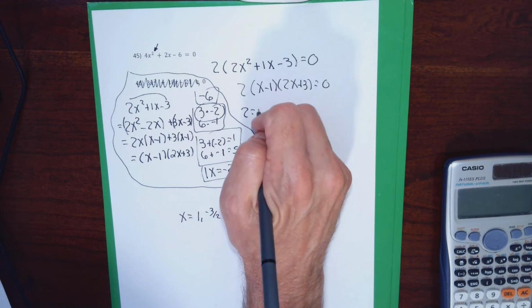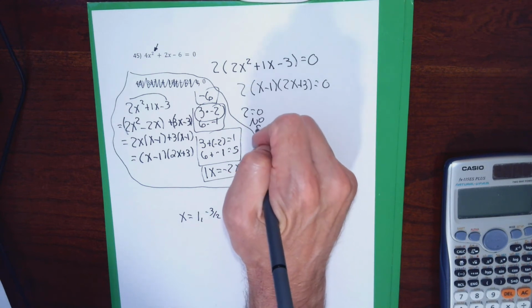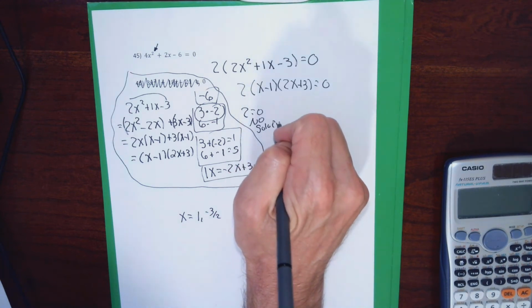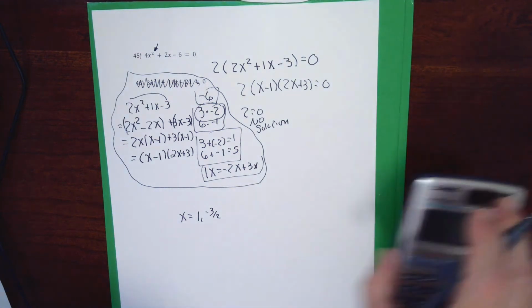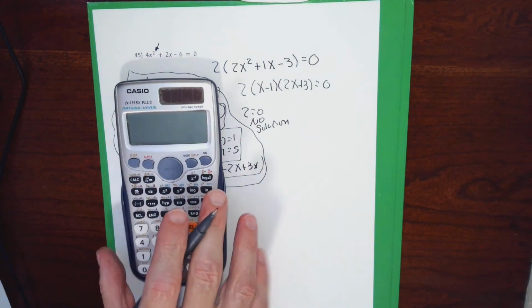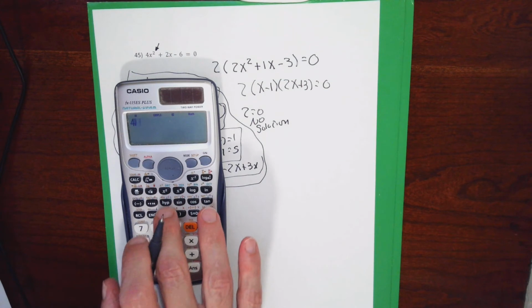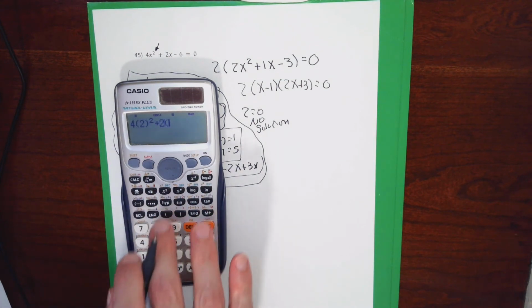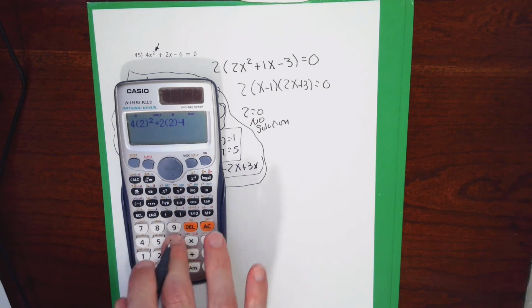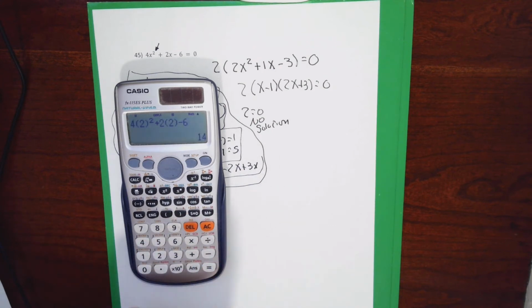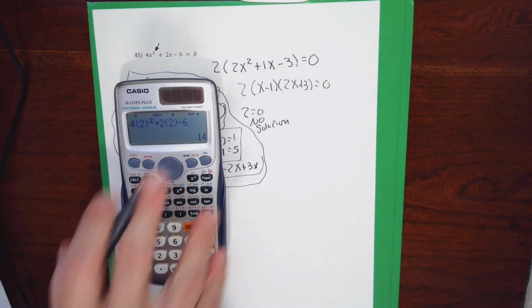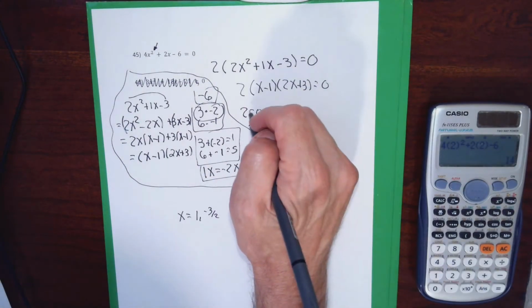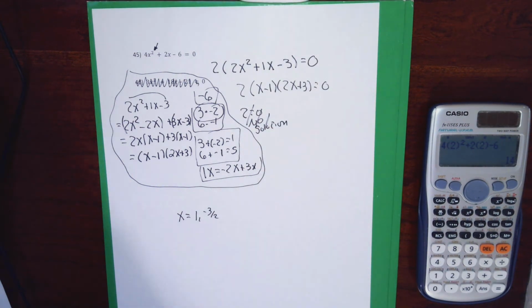Setting the 2 equal to 0 because it doesn't have an x doesn't give a solution. And I'll show you right now that 2 doesn't check. If I went to the original problem and did 4 times, change the x to 2, 2 squared, plus 2 times, change the x to 2, minus 6, I would get 14 equal to 0. That's no good. I need 0 equal to 0. Common factors without an x don't give a solution.